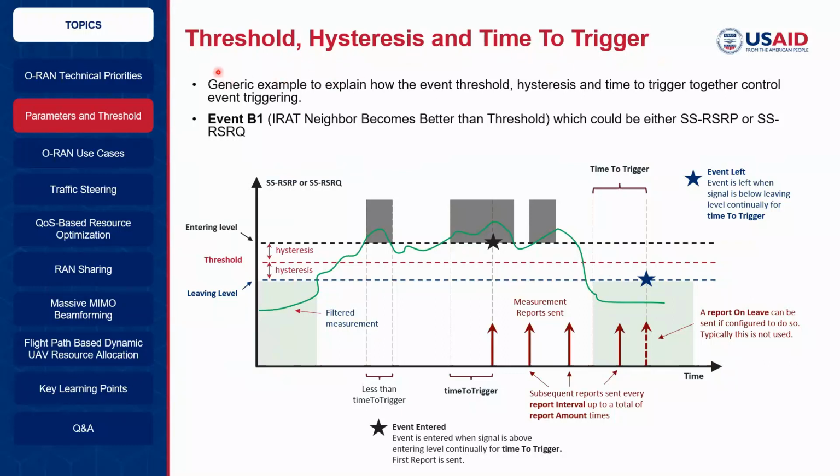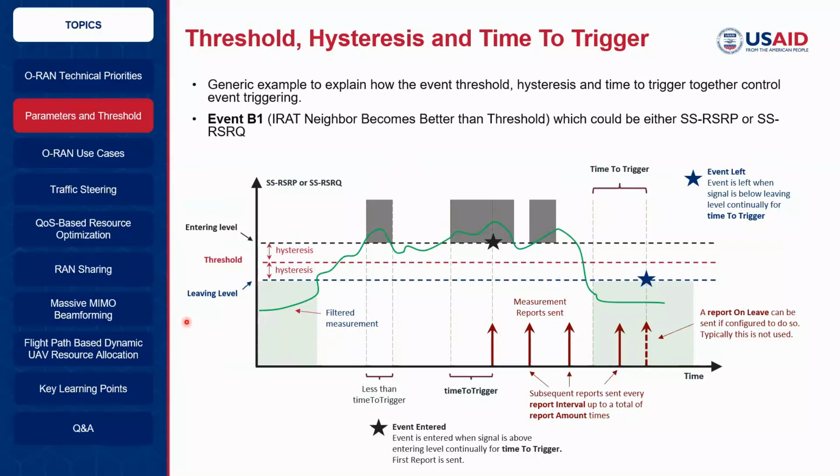So the threshold depends on the value of your signal level or quality. Let's just focus on the signal level first. In the signal level, you will have what we call the leaving level, the threshold, and the entering level. And in between, we have the hysteresis. The hysteresis is like a margin. We have this certain margin, so we have the lower hysteresis and the upper hysteresis.